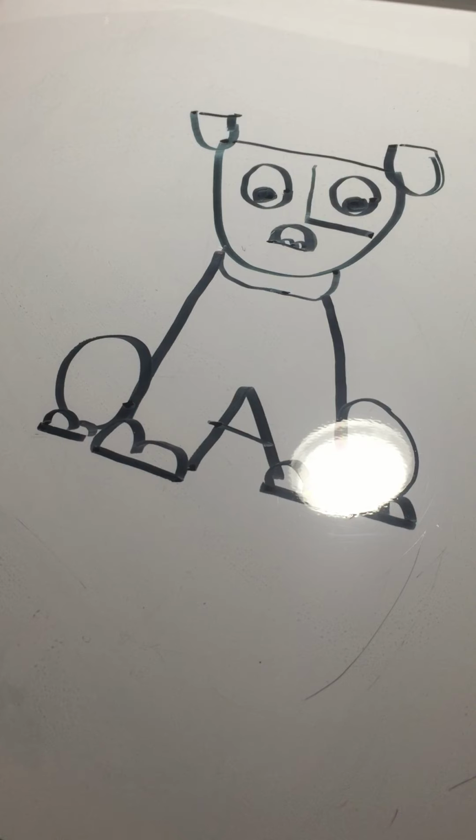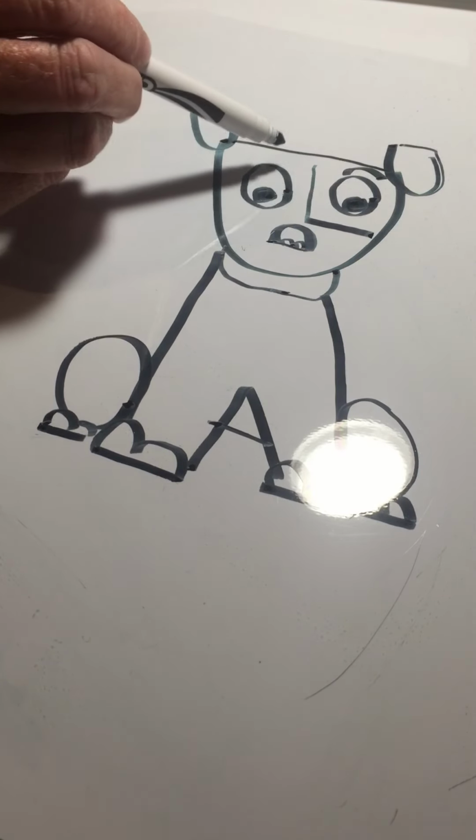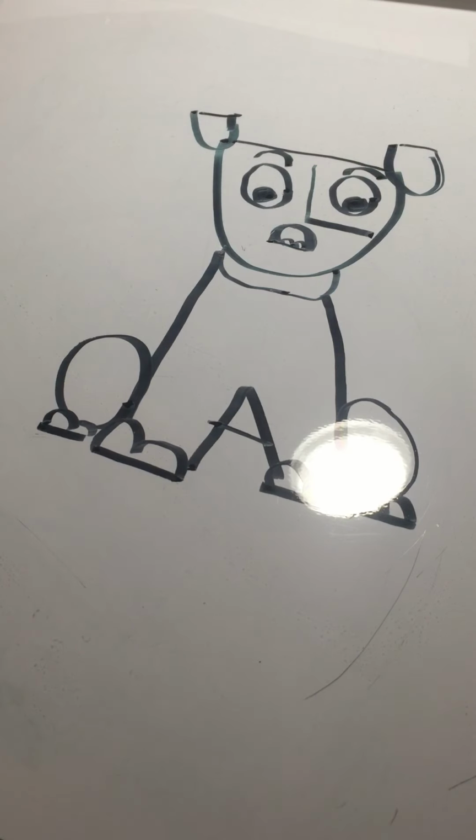And now we want to add, he needs some eyebrows. What kind of line, what kind of shape? We're going to do a curvy line, or it would be like a letter C if you turned your paper sideways, or even an N looking at it that way.